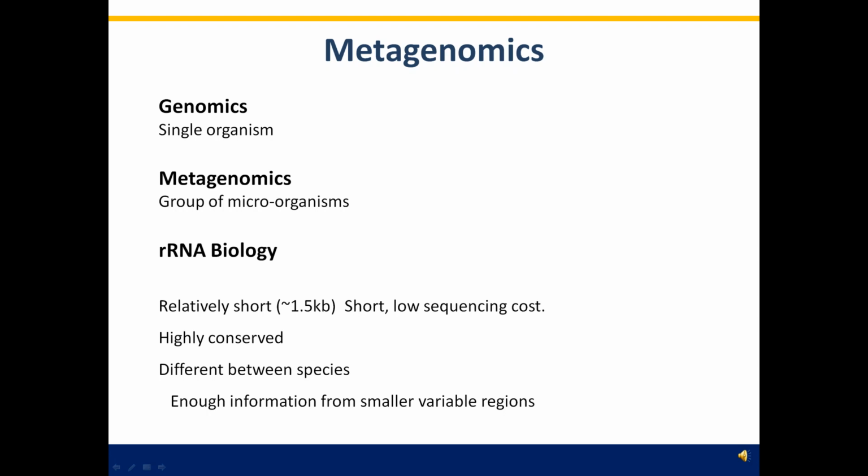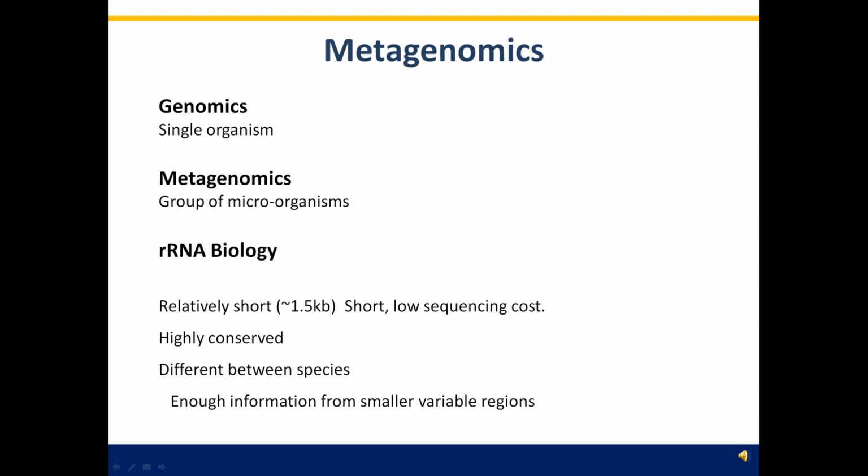So coming to all this, we need to know some RNA biology, in which 16S rRNA is very important. The 16S rRNA is relatively short, around 1.5 kb, and because of the short sequence, the sequencing cost is very low. These 16S rRNAs are highly conserved, and they are definitely different between the species, which makes them unique for each and every species.